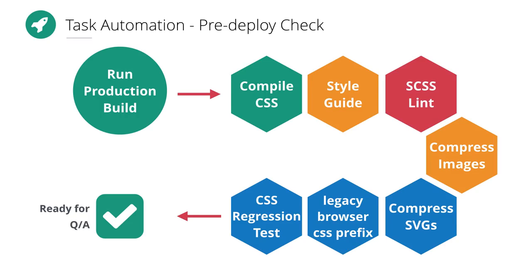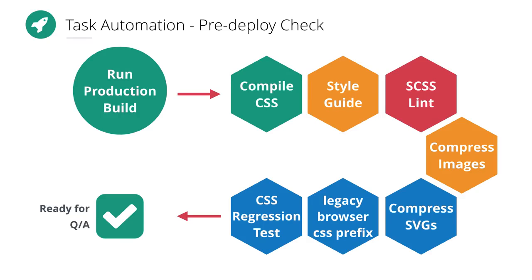Then after that, we now have compiled CSS, but it does a second pass on it. And it looks through my CSS, and it sees any tags that were in there that need vendor prefixes for older browsers. And it goes ahead and adds those in.